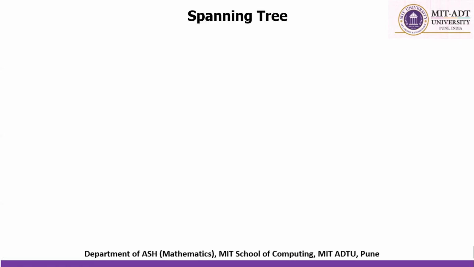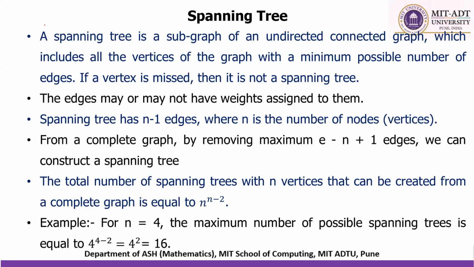So today we are going to discuss the spanning tree. A spanning tree is a subgraph of an undirected connected graph, which includes all the vertices of the graph with a minimum possible number of edges. If a vertex is missed, then it is not a spanning tree.